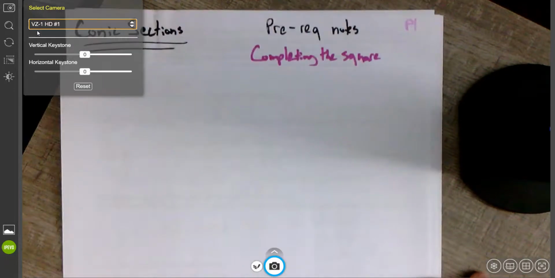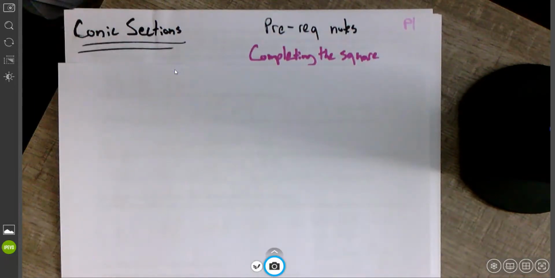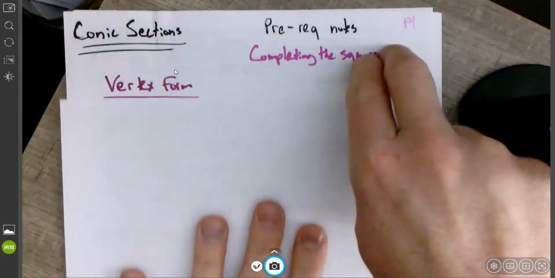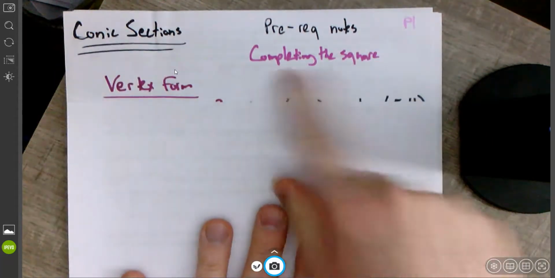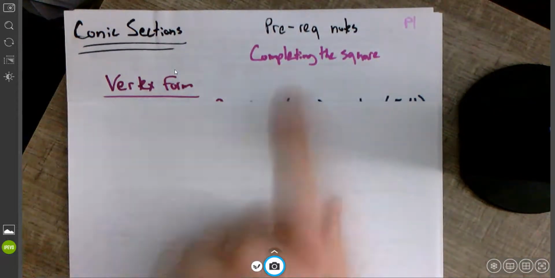We are talking conic sections, prerequisite notes. What we are learning today is called completing the square. It's a process that's used to write perfect squares. And by perfect squares, I mean things that are squared. X minus 2, in parentheses, squared. 25 is a perfect square because it comes from 5 squared. So anything that's been squared is called a perfect square, and we are going to force that to happen today. Okay, so that's our goal.